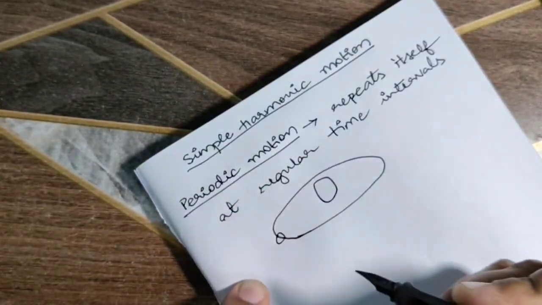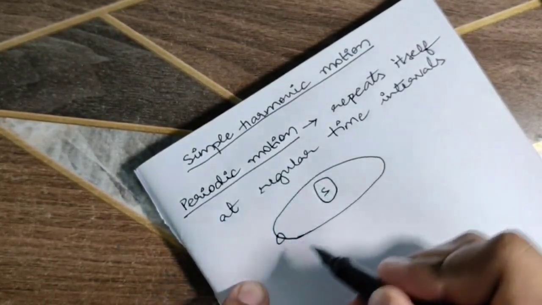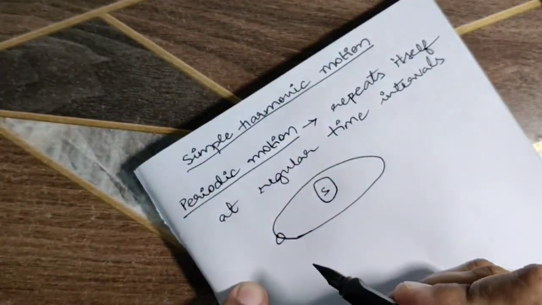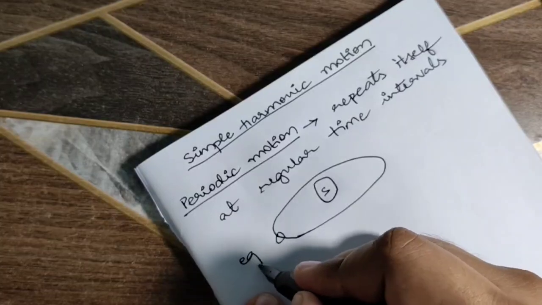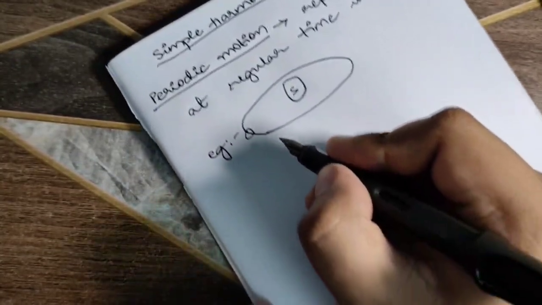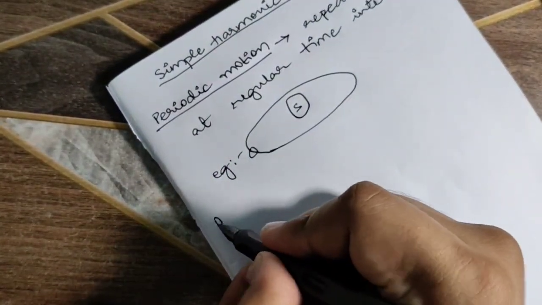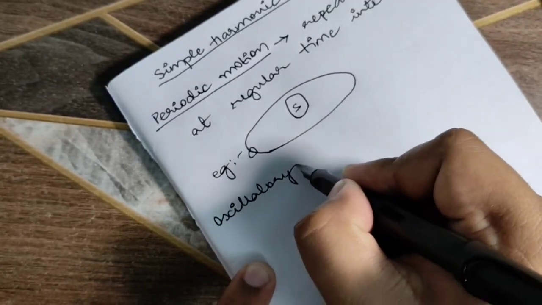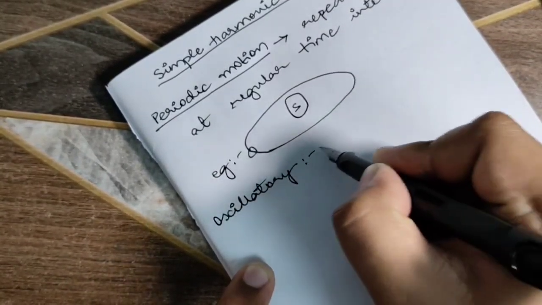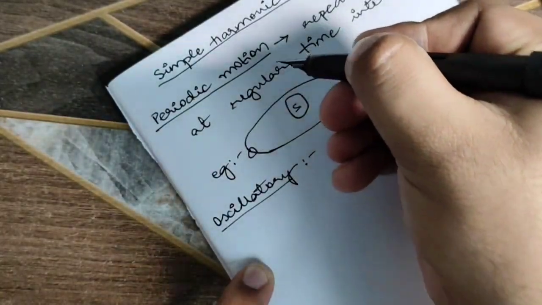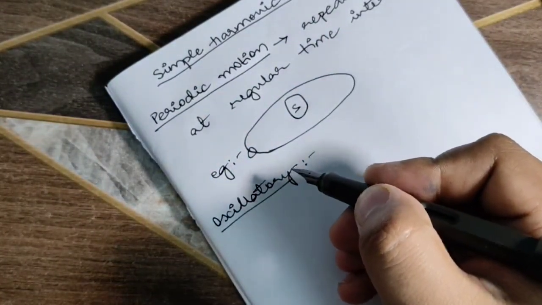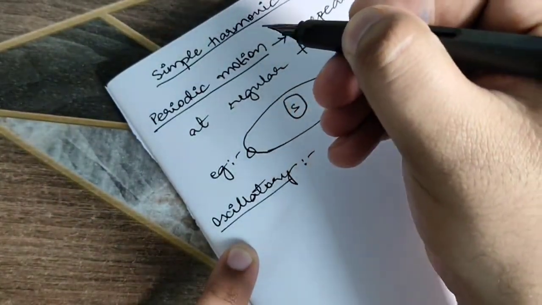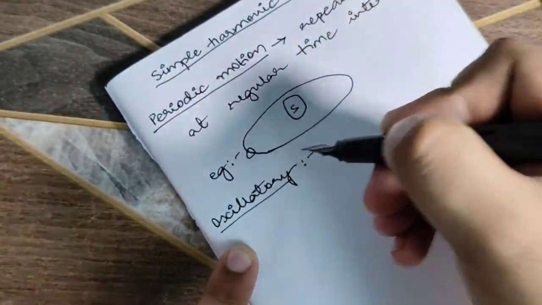This is periodic. We can see clearly that this is periodic. It repeats itself at regular time intervals. So, this is an example of periodic motion. Coming to oscillatory motion. What is the difference between periodic motion and oscillatory motion? Every oscillatory motion is periodic, but not every periodic motion is oscillatory.